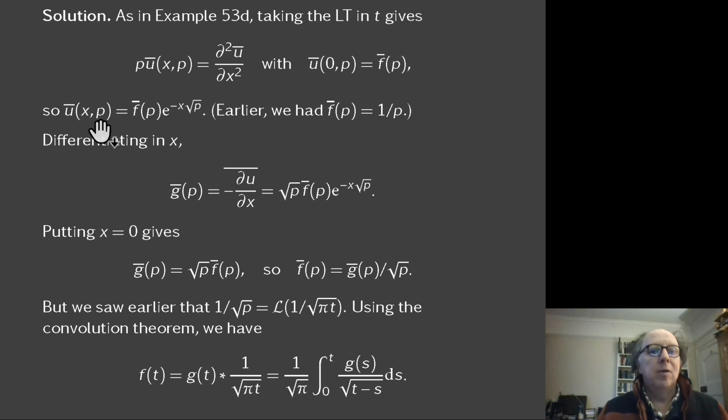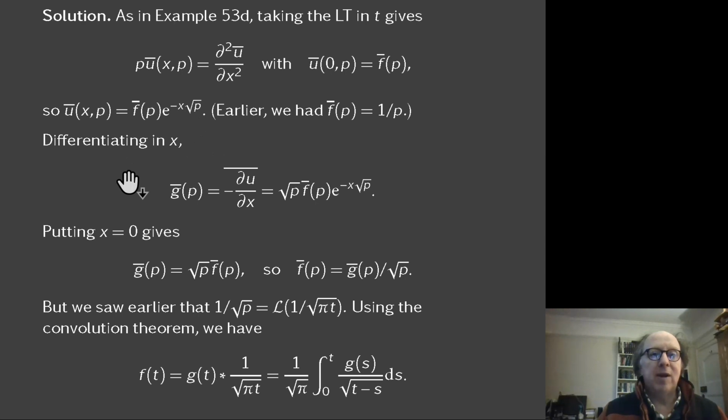So u bar of x and p is very easy to solve. It's just f bar of p e to the minus x root p. The root p comes from solving this constant coefficient equation. It's constant coefficient as far as x is concerned, because p is just a parameter, and the solutions are e to the plus or minus x root p, but you throw away the exponentially growing one.